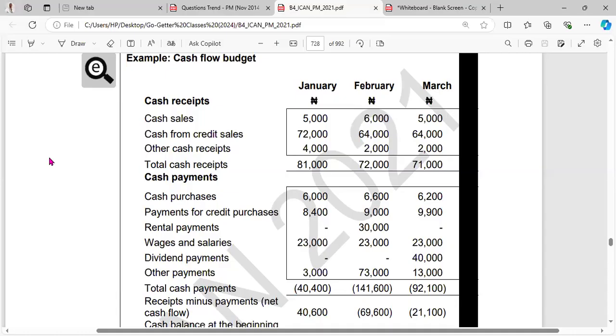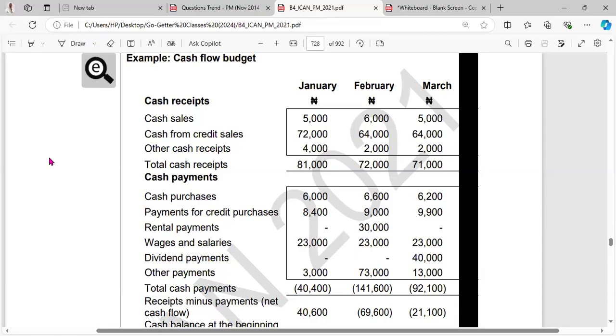So here, if you're looking at cash budget, you're not looking at just operational items. You're looking at everything cash. You're looking at both capital expenditure or capital inflow and operational inflow. And you're not also looking at the time period in which it relates to.